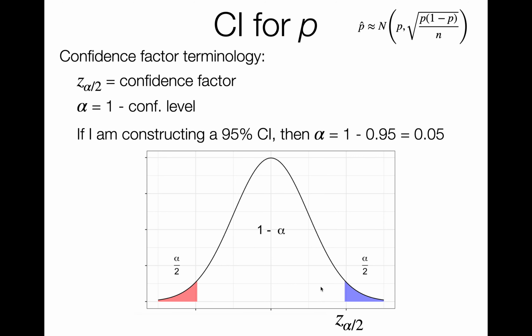So in our case, z sub alpha over 2 is that point such that alpha over 2 percent of the distribution lies to the right. Okay, and so that's extremely important. Where that subscript of alpha over 2 means the percent that lies to the right of that point. Percent of the distribution that lies to the right of that point.